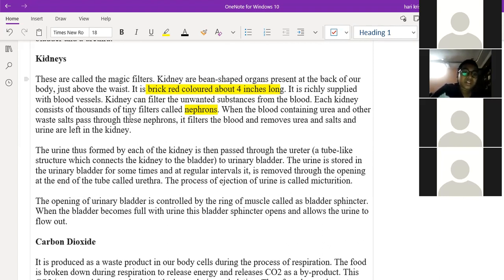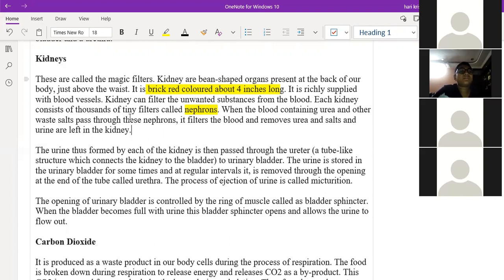Shall I read, sir? The urine thus formed by each of the kidneys is then passed through the ureter, a tube-like structure which connects the kidney to the urinary bladder. The urine is stored in the urinary bladder for some time, and at regular intervals, it is removed through the opening at the end of the tube called urethra. The process of ejection of urine is called micturition. The opening of the urinary bladder is controlled by the ring of muscle called the bladder sphincter. When the bladder becomes full with urine, this bladder sphincter opens and allows the urine to flow out.